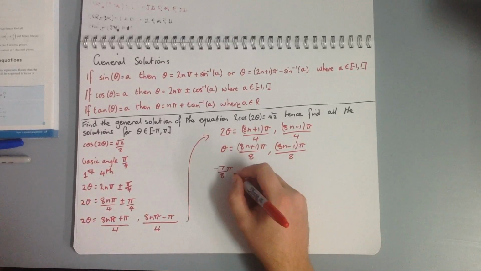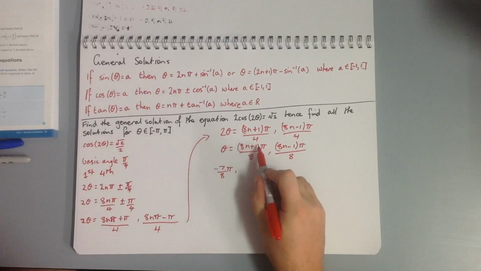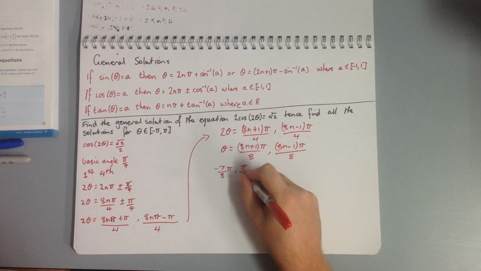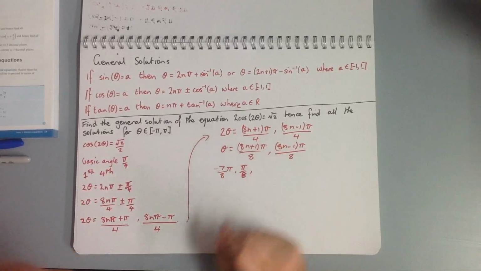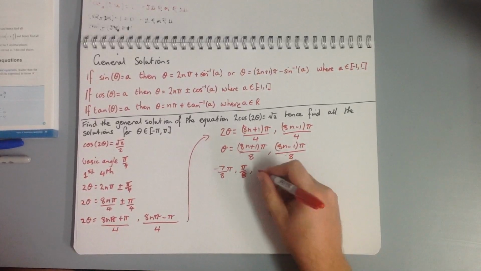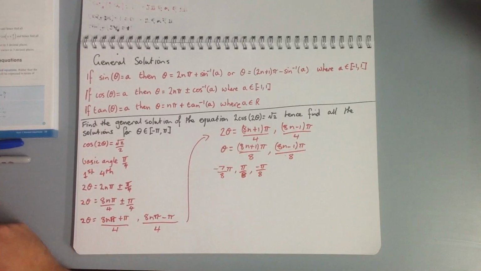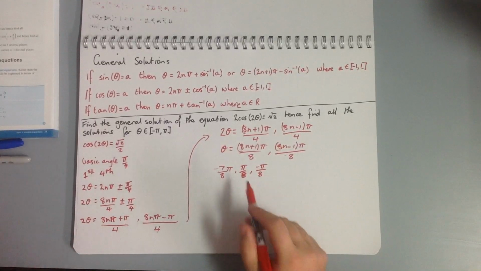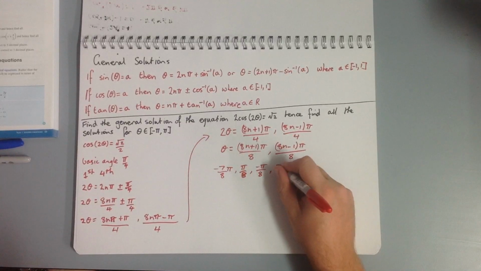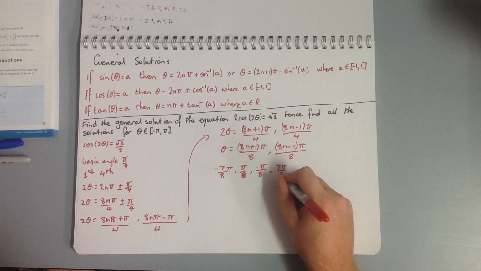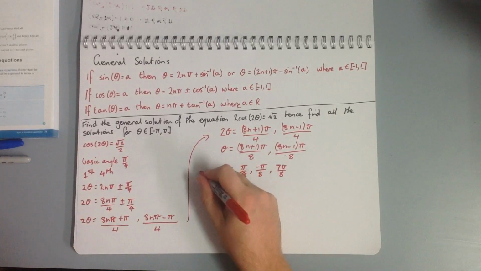We also need to think, what happens if we make n 0? Well, this would make this one pi on 8, and this one would be -pi on 8. Still all inside our domain. And if we put in 1, this one would become 9 pi on 8 and would be no good, but this one would become 7 pi on 8, which is okay. And that would be all our solutions for theta.